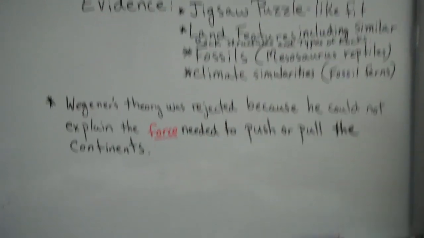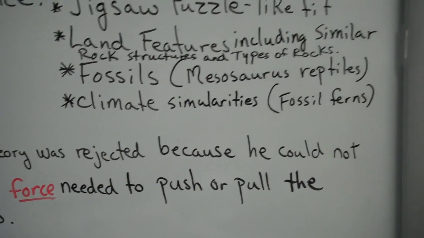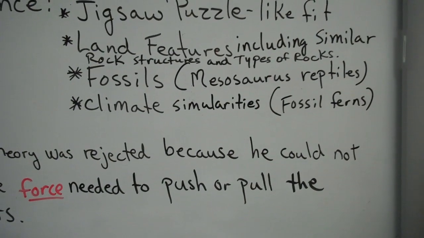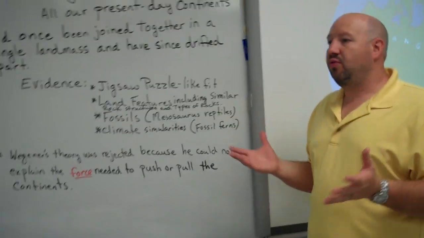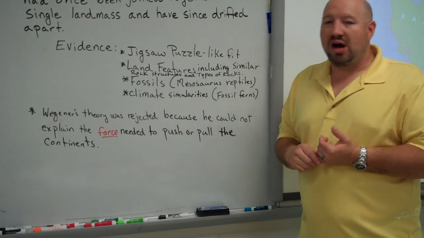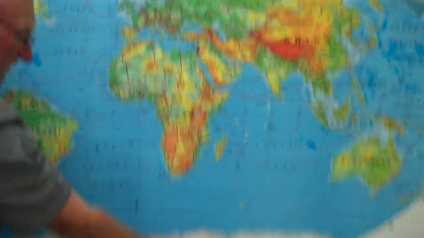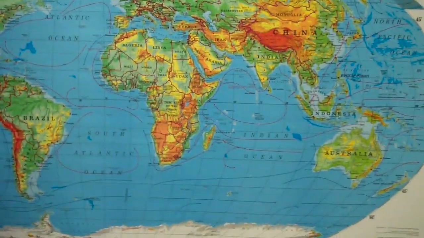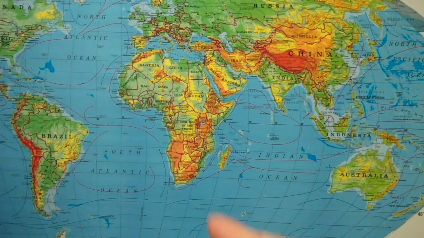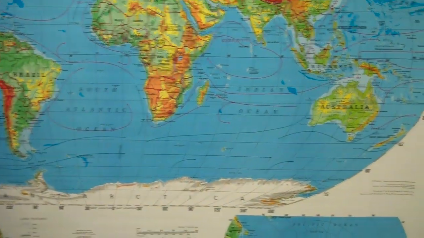And then you have climate similarities. They actually have fossil records of fossilized ferns. It's a plant that really grows in temperate regions. They found those fossils in Australia, Antarctica, and Africa. There's no way that a fern could survive in polar regions. So again, it's about being together as those land masses.